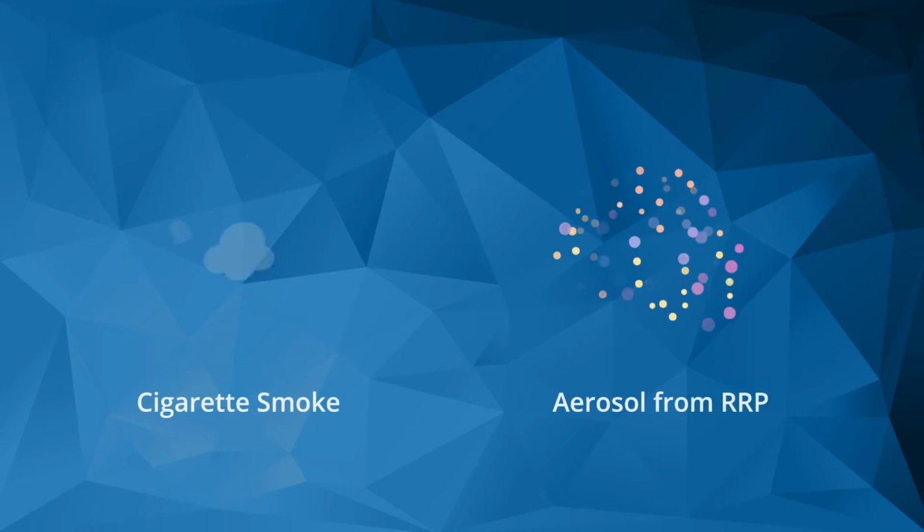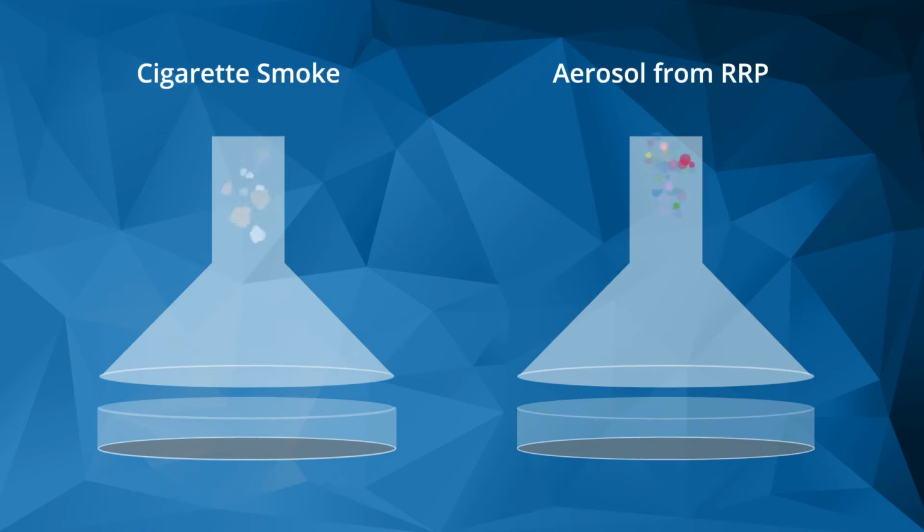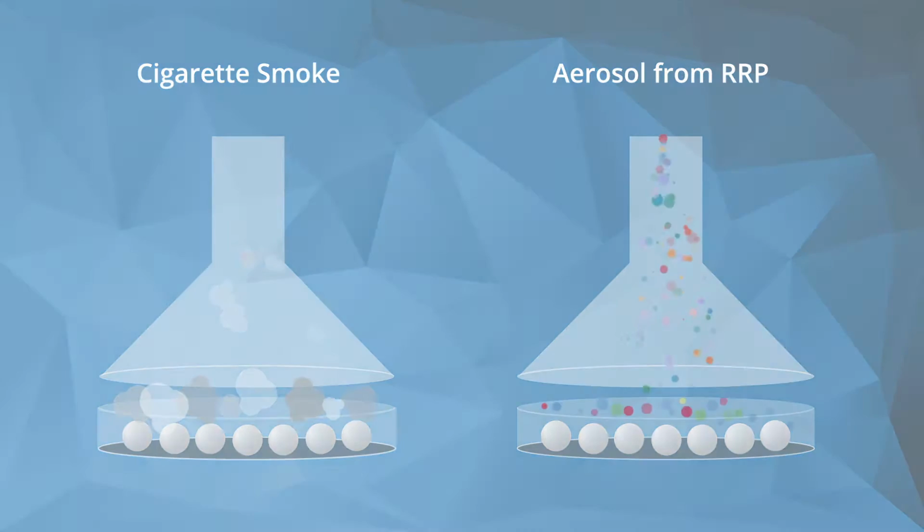We're able to determine the amount of inflammation caused by cigarette smoke and RRPs by measuring the amount of inflammatory proteins that are present in an experimental system after it's been exposed. In this example, cells are exposed to cigarette smoke or aerosol from an RRP.